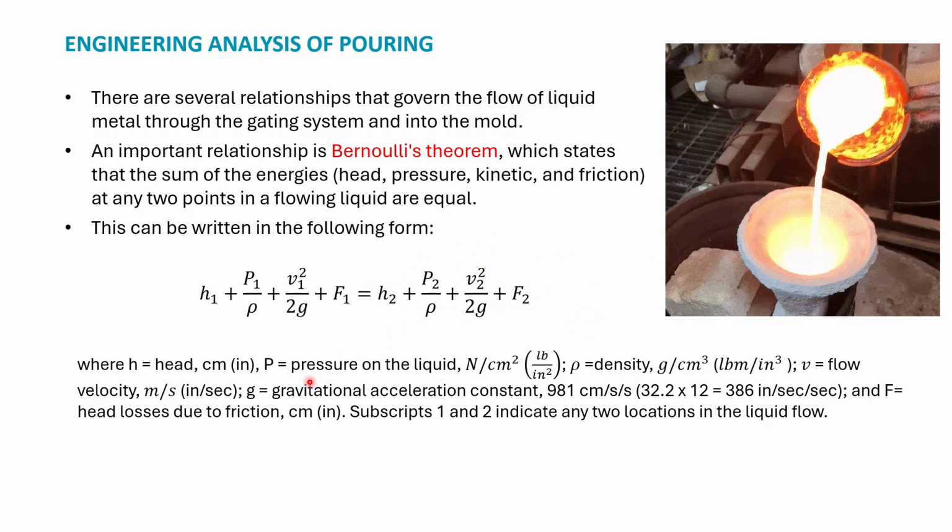H is the head in centimeters, P is the pressure of the liquid in Newton per square centimeter, rho is the density, V is the flow velocity in meters per second, G is the gravitational acceleration constant, and F is the head losses due to friction in centimeters. And the subscripts 1 and 2 indicate any 2 locations of the liquid flow.